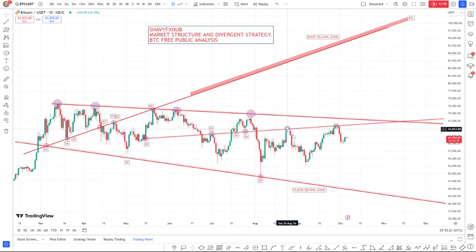Now we are playing on a resistance structure. Now, what do we have here? A breakout candle in the month of August 2nd, 2024. We have this structure broken. This comes back here as a retest candle.